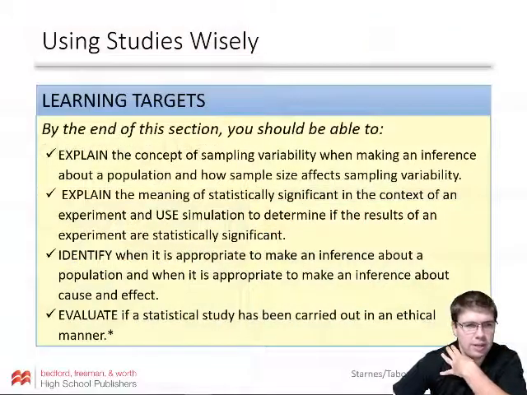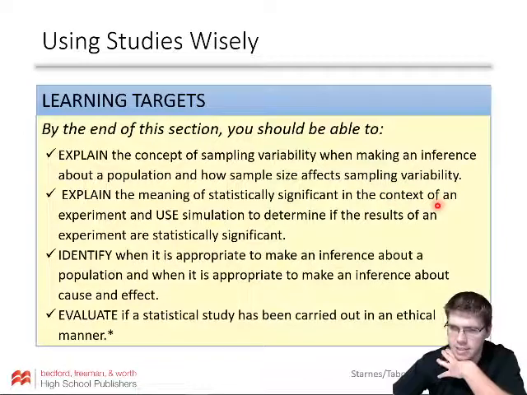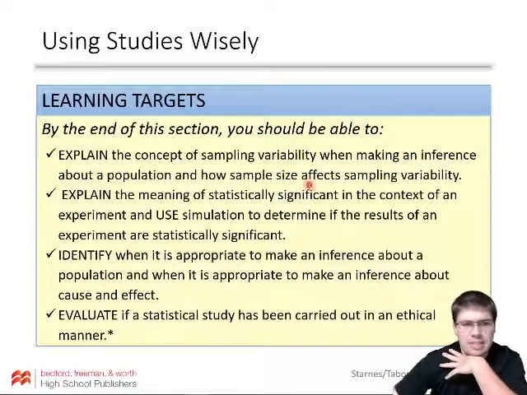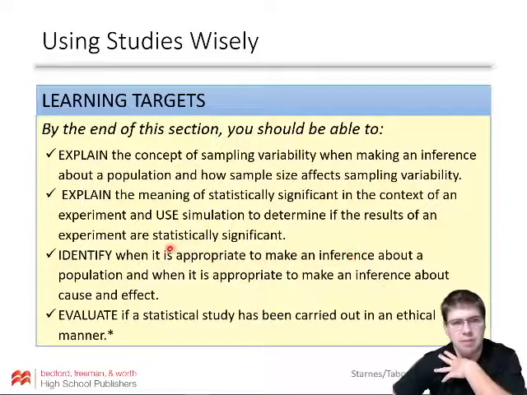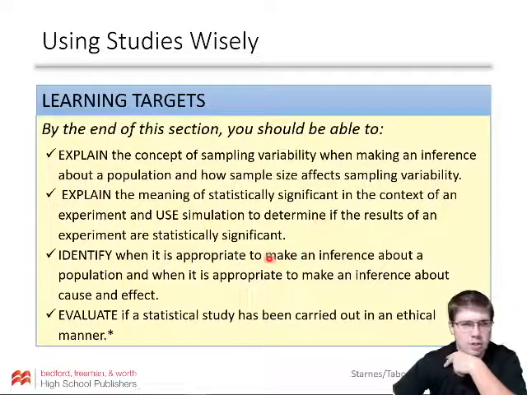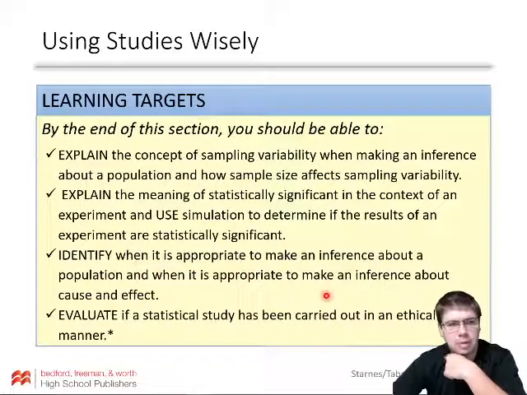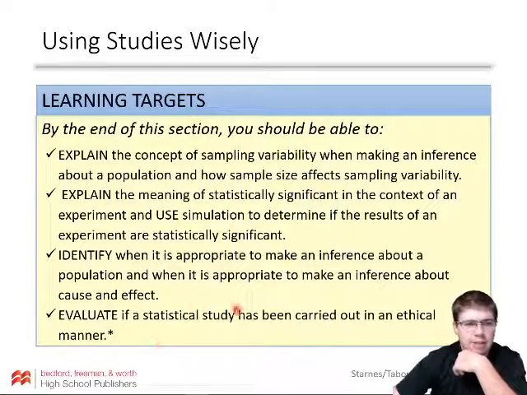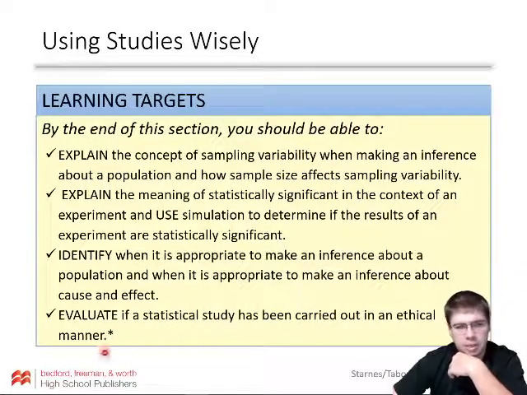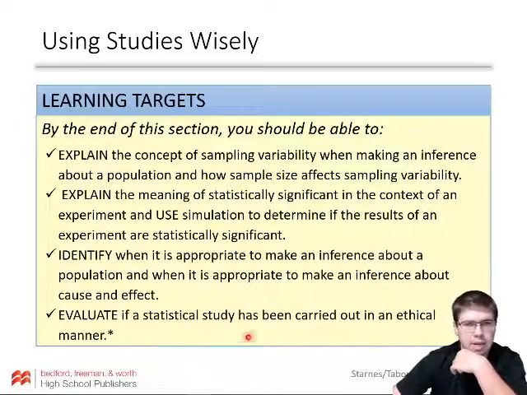By the end of this section, you should be able to explain the concept of sampling variability when making inference about a population and how sample sizes affect sampling variability. Explain the meaning of statistically significant in the context of an experiment and use simulation to determine if the results of an experiment are statistically significant. And then identify when it is appropriate to make an inference about a population, when it's appropriate to make an inference about cause-effect, and evaluate if a statistical study has been carried out in an ethical manner. Actually, we're going to leave that part off. We've talked a little bit about ethics, but this is not an AP topic, so if you want to read up more on that, check that out.